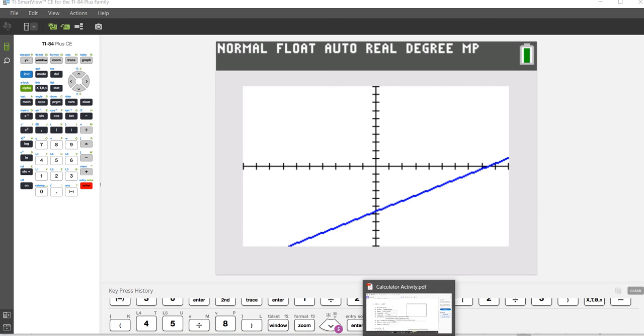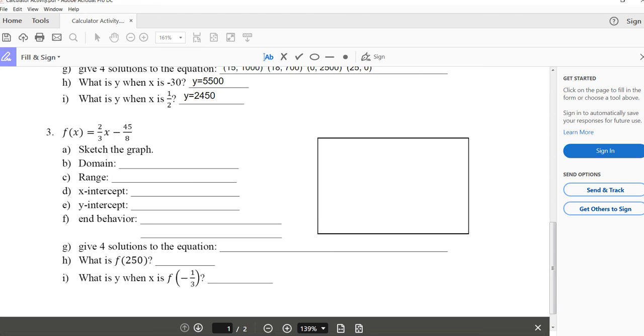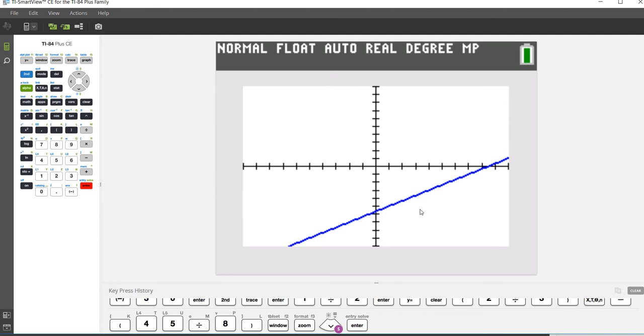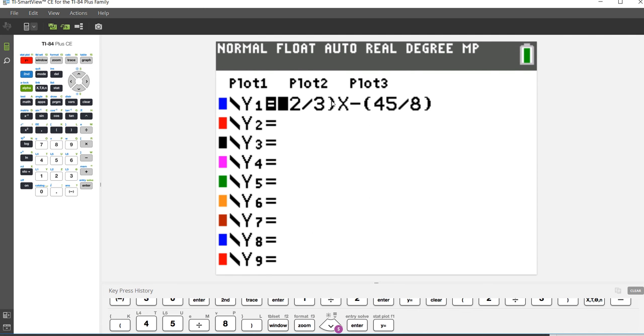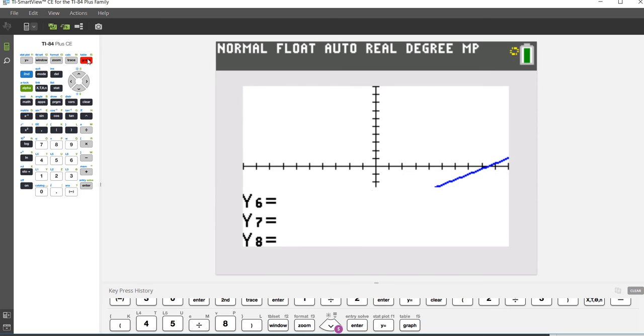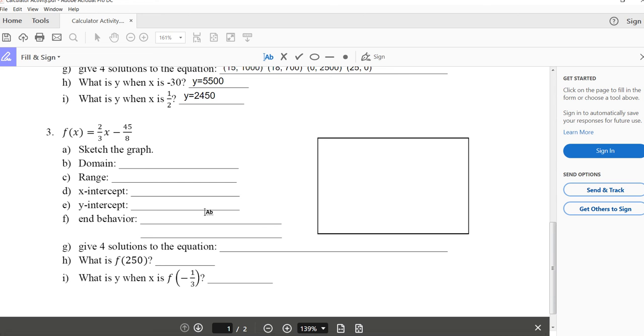Let's talk about domain and range first. What are the possible x values here? I can plug in anything I want to for x. So the domain is going to be all real numbers. Or you can write that in interval notation, negative infinity to positive infinity. What about the range? This is going to go up forever in that direction, up, up, up. It's going to go down forever in that direction, down, down, down. So also all real numbers for the range as well. So the domain and range is the same as it was in the previous problem.